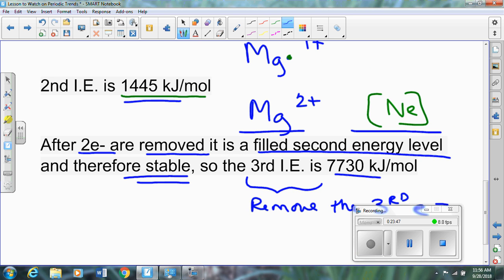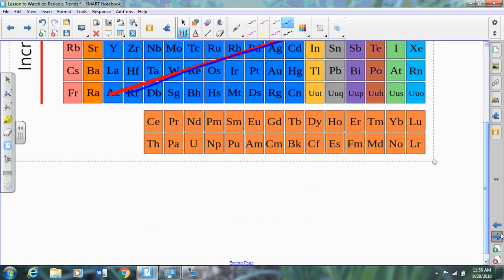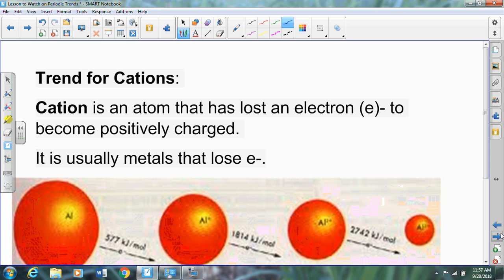To summarize, if you're looking at ionization energy, it increases across the period, and ionization energy increases at the top of the group. It's going to be the highest at the top, and therefore a lot of students will learn that it increases going up and to the right. I'm going to pause now, and I'm going to actually do the cation trends and anion trends on a separate video.